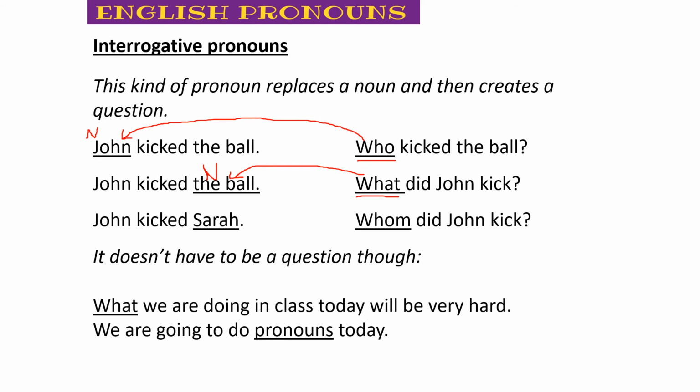John kicked Sarah. Whom did John kick? Now you might want to be like, teacher, why do I say whom? Technically this is grammatically correct. A lot of you will just say who did John kick, but the correct grammar is whom. The reason why who is used up here is because John is the subject. And if I replace the subject, it becomes who. Sarah is the object, and that's why it is replaced by whom.